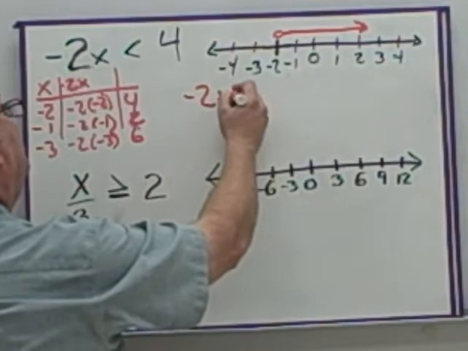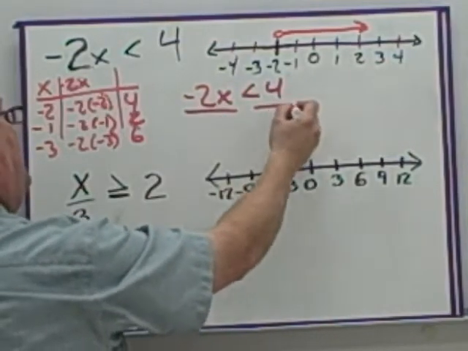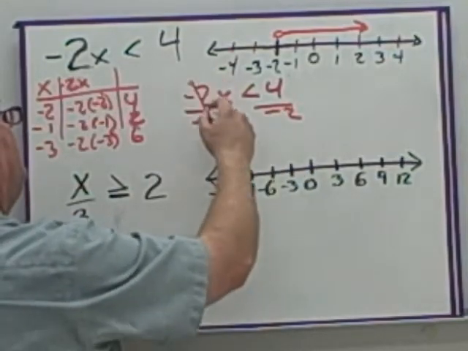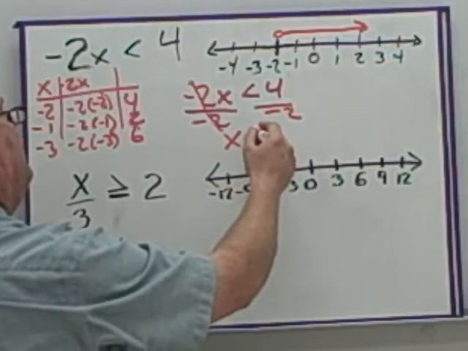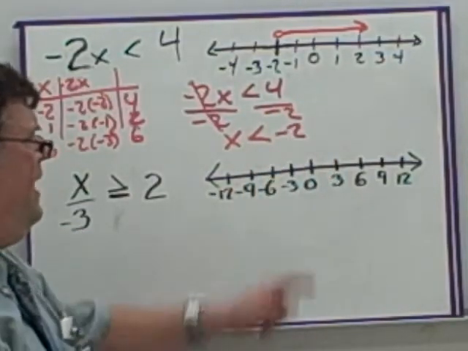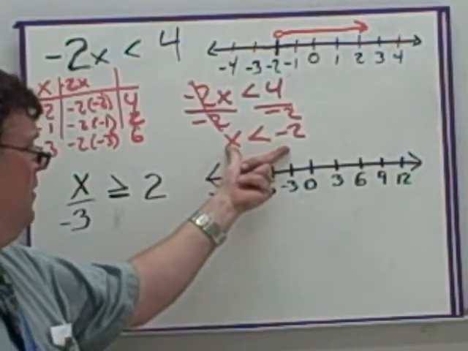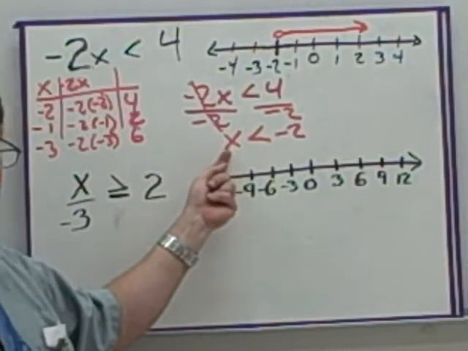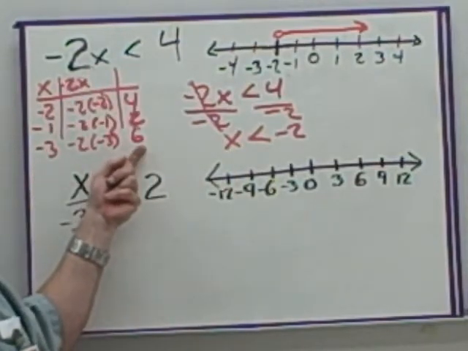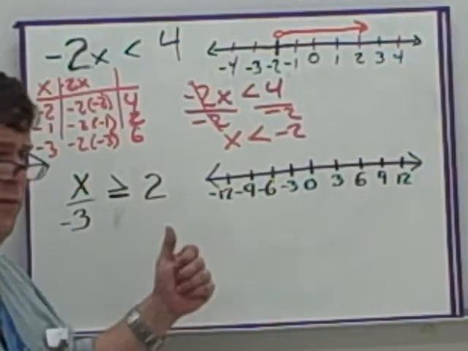If I have negative 2x is less than 4, and I divide by negative 2, these will cancel. I'll get x is less than negative 2. But again, let's go in that direction. If x is less than negative 2, then negative 3 would work. But when we plugged in negative 3 before, it didn't work. Something odd's happening here. Let's try the next one here.